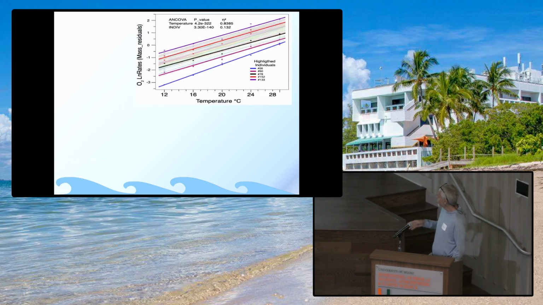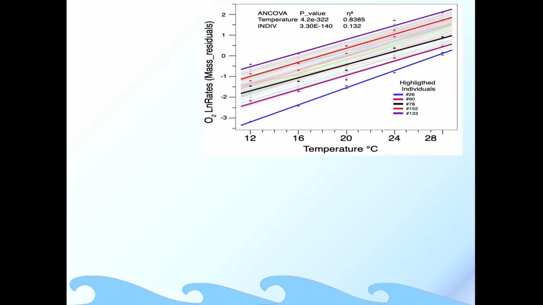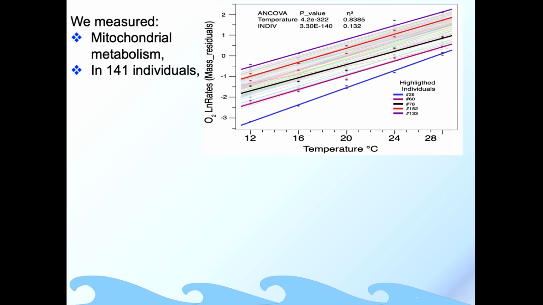So I just want to point out, this is what the data is about. What we have here is temperature on the x-axis and the metabolic rate of the mitochondria on the y-axis for 141 individuals. Each individual is measured at 5 different acute temperatures. They're all raised at 20 degrees for 6 months, and then we expose them to 5 temperatures and measure the metabolic rates. So, mitochondrial metabolism measured in 141 individuals.